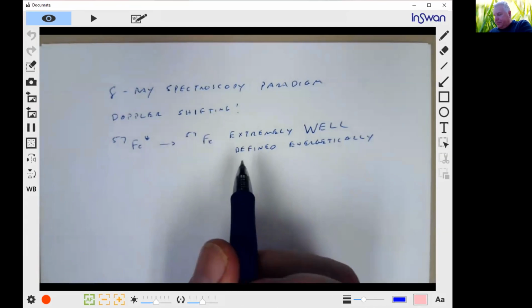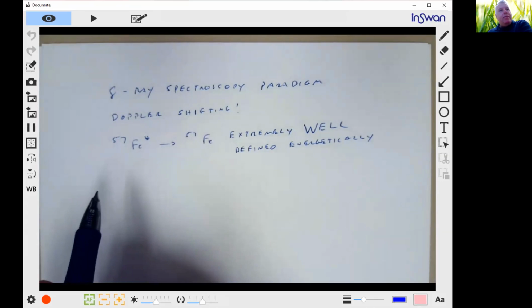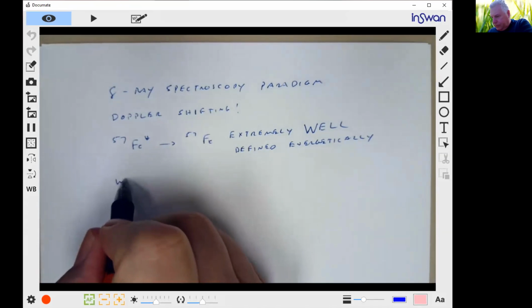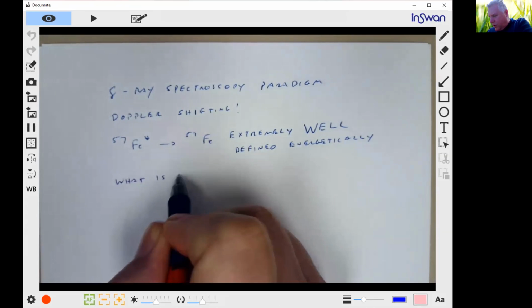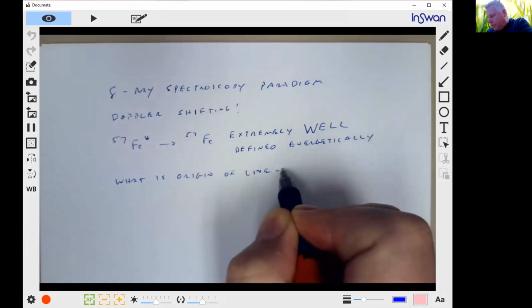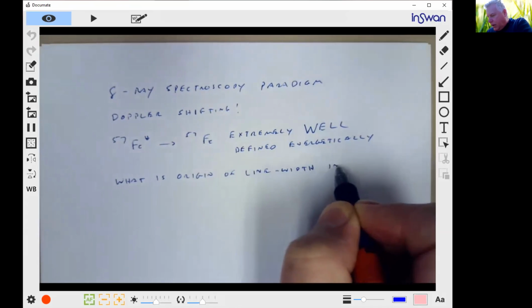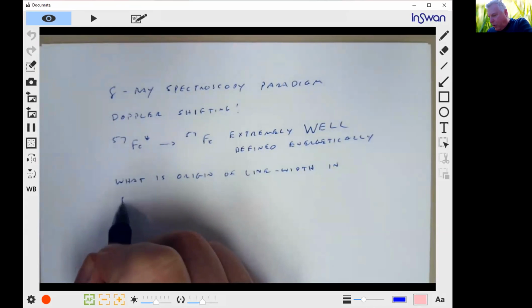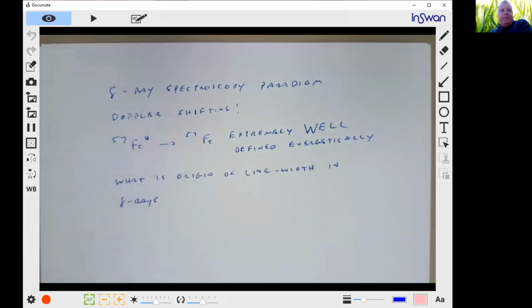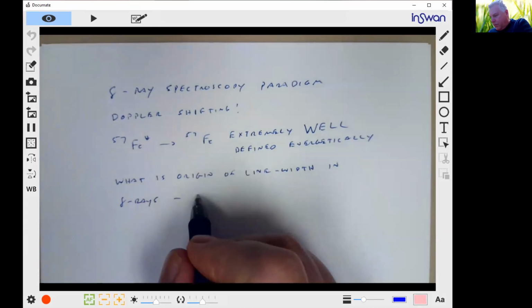So you may ask, Dr. T, where does the line width of a gamma ray come from? What is the origin of line width in gamma rays, for example, of this nature, right? And the answer is the uncertainty principle.